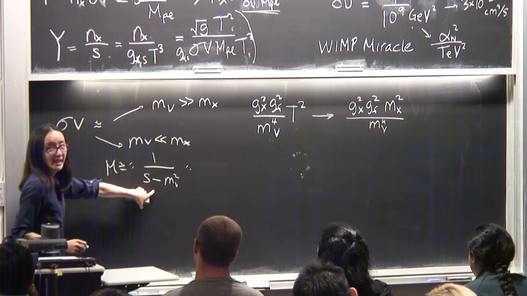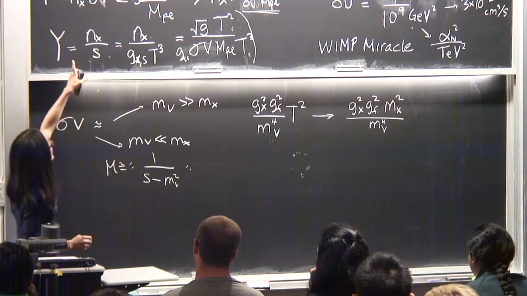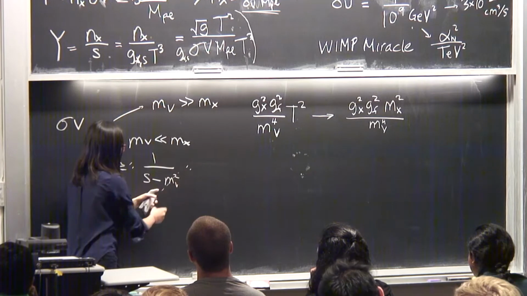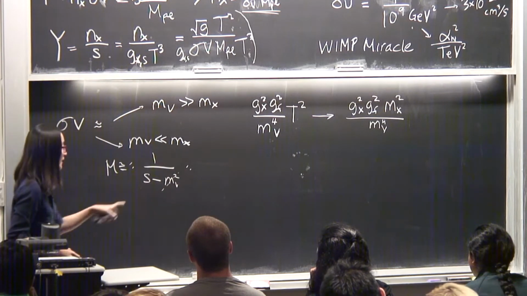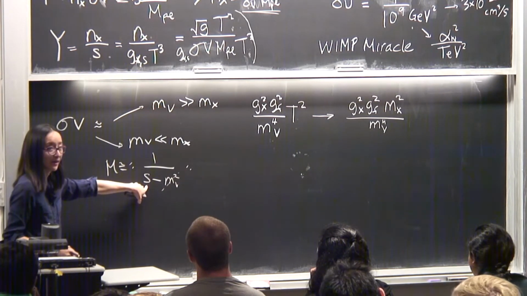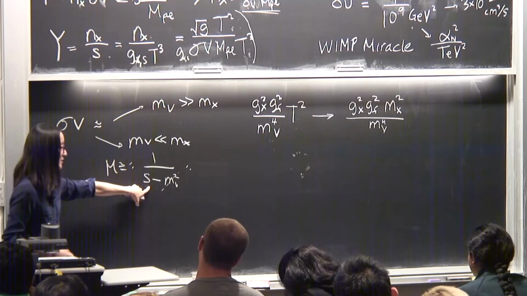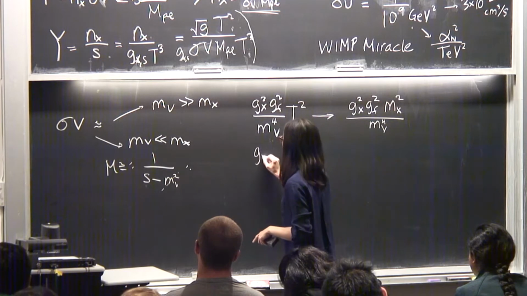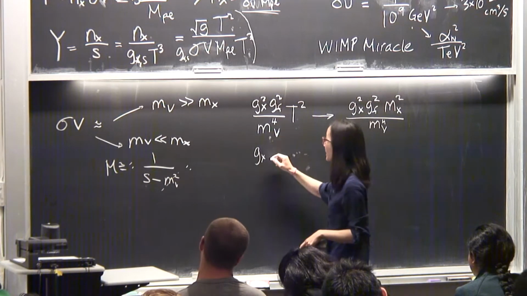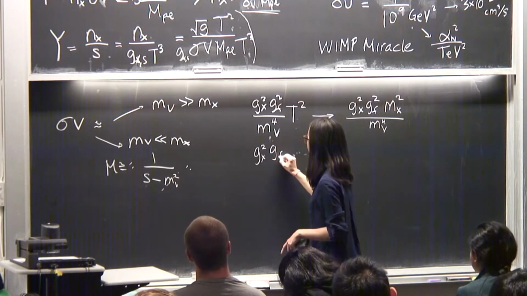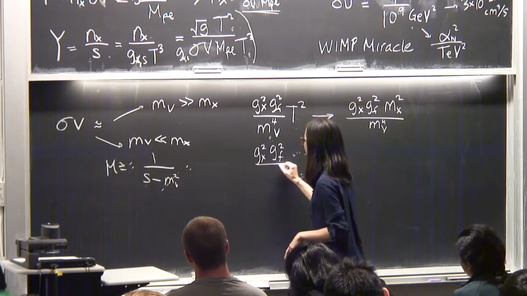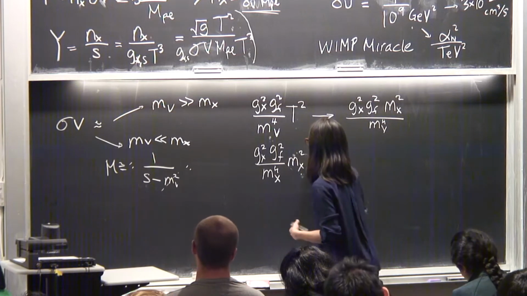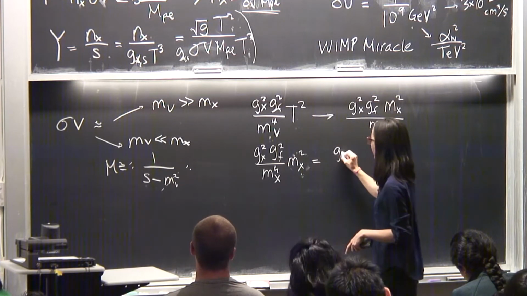And the center of mass energy, this s, is going to be of order m_X squared. So by definition, we can drop this term, and we can just have a 1 over m_X to the 4th instead of 1 over m_V to the 4th in our cross-section. So replacing this with m_X to the 4th, I'm just going to get something that depends on m_X squared.